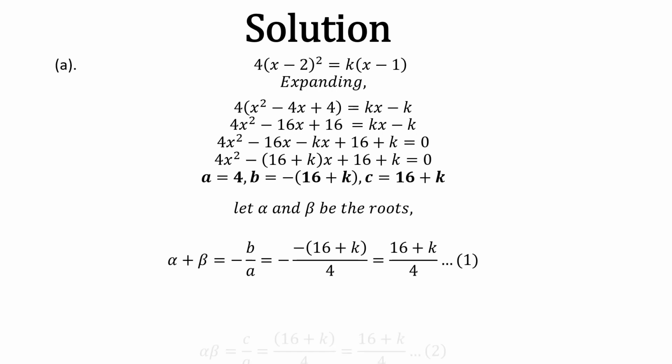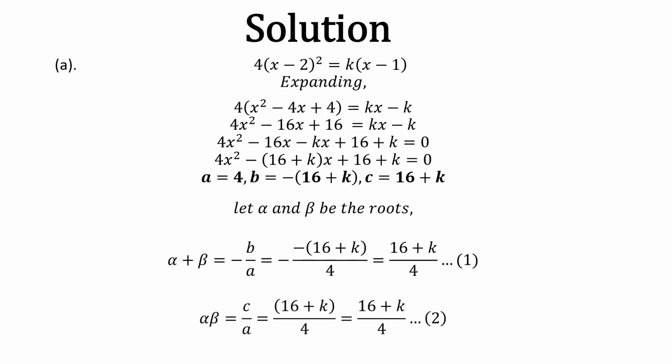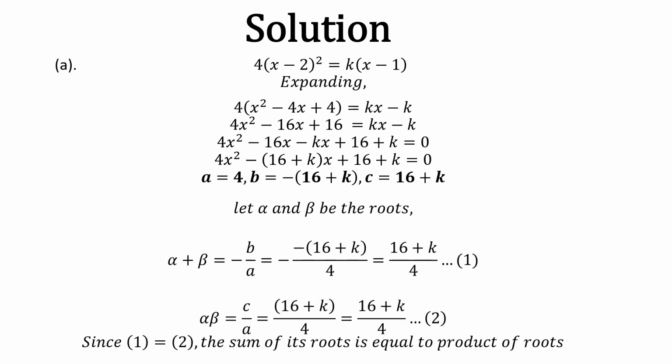Now alpha beta, which is the product, is equal to c over a. Clearly we see c and a, so (16 + k) over 4 is equal to (16 + k) over 4. So we can make a concluding statement that since equation 1 is equal to equation 2, the sum of its roots is equal to the product of its roots. Simple. Now let's move to b.